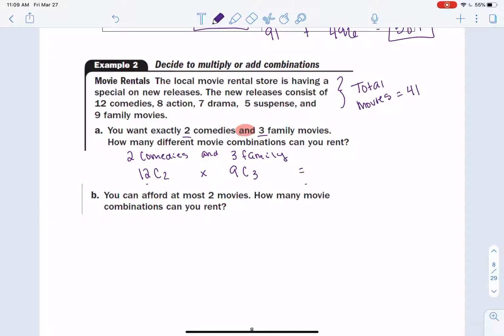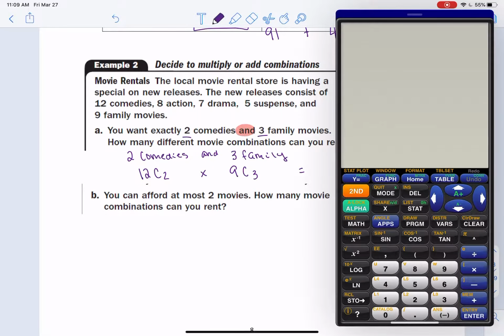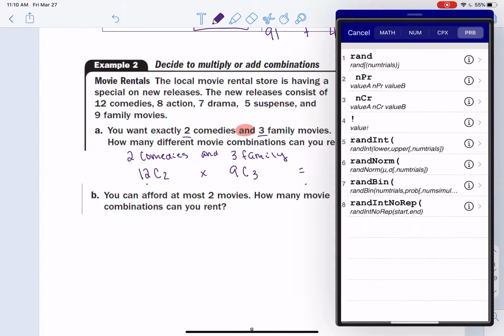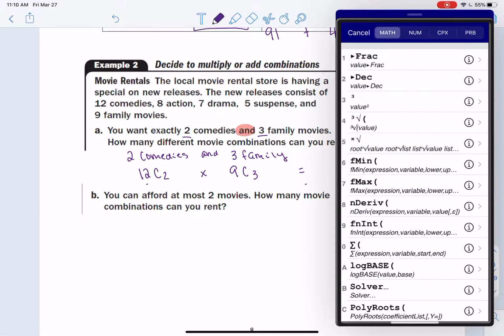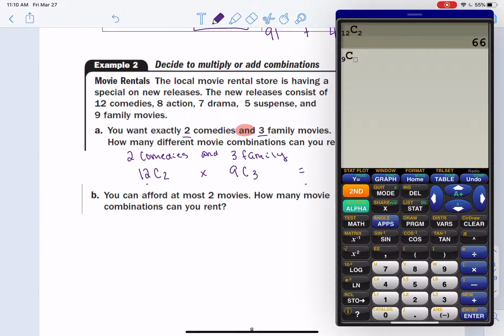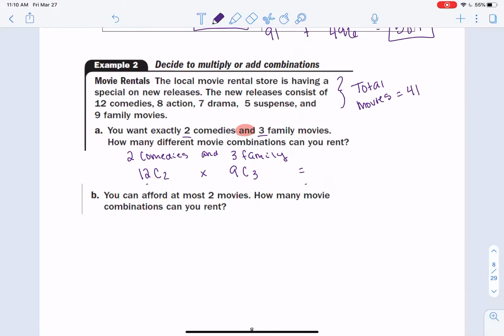And then that's something we'd have to type in our calculator. So let's figure out what 12 choose 2 is. And 9 choose 3. So we've got 66 times 84, which means we would have 5,544 combinations.